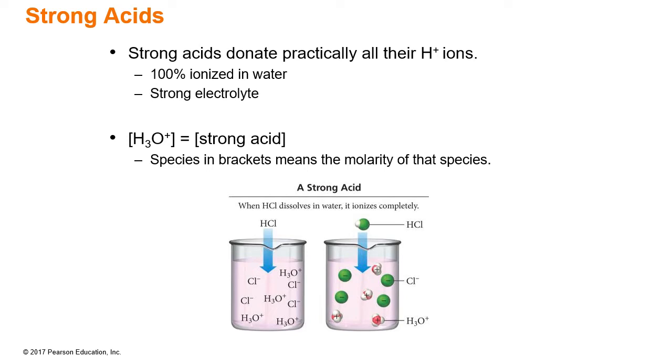If we want to find the acid concentration, the H3O plus concentration, it is going to be equal to the concentration of the strong acid. Remember, the brackets mean molarity of that particular compound. So if the brackets are around the H3O plus, that's our H3O plus concentration. It is equal to that of the strong acid. It breaks up nearly 100% in solution.